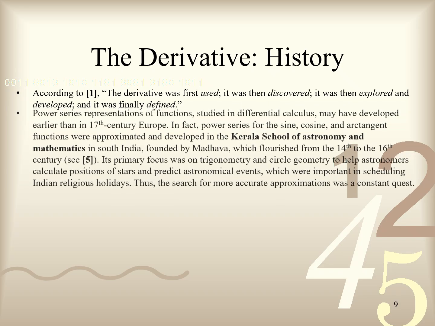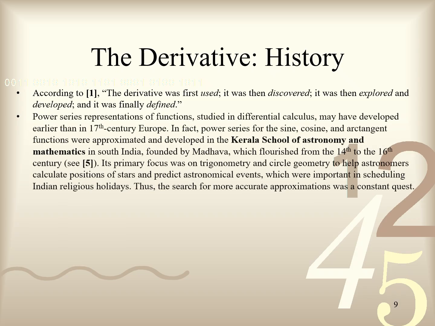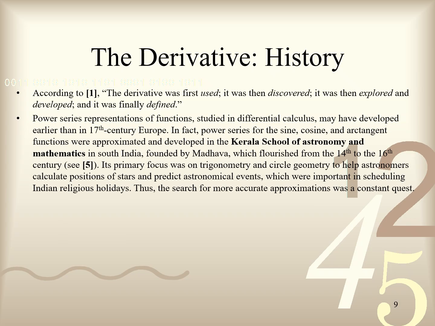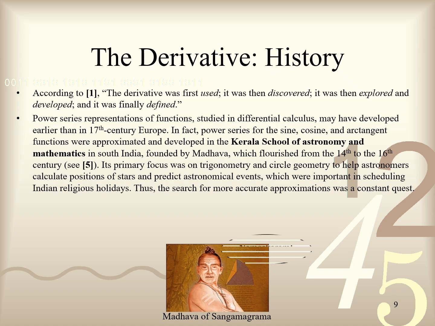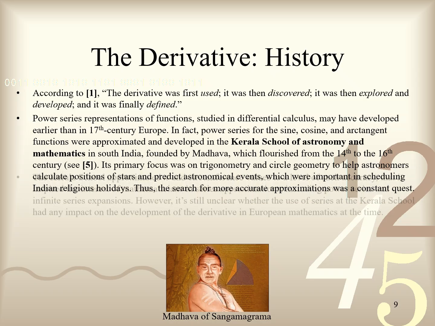In fact, power series for the sine, cosine, and arctangent functions were approximated and developed in the Kerala School of Astronomy and Mathematics in South India, founded by Madhava, which flourished from the 14th to the 16th century, as per reference 5. Its primary focus was on trigonometry and circle geometry to help astronomers calculate positions of stars and predict astronomical events, which were important in scheduling Indian religious holidays.